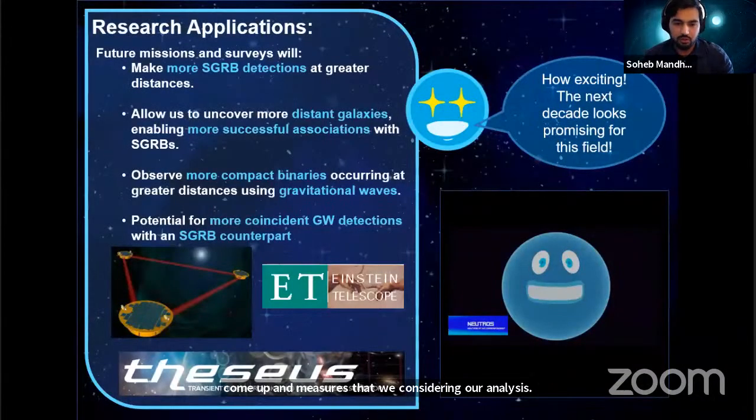So the future of the field is very exciting because we have plenty of mission plans which will not only enable us to peer further into the universe and therefore discover more galaxies, which will aid the associations between SGRBs, short duration gamma bursts, and their hosts, but we will also hopefully be able to detect more gravitational waves further out into the universe and tie them to these short duration gamma ray burst events, which will provide us insight into the stellar aspects and the host galaxy properties that go into forming these events.